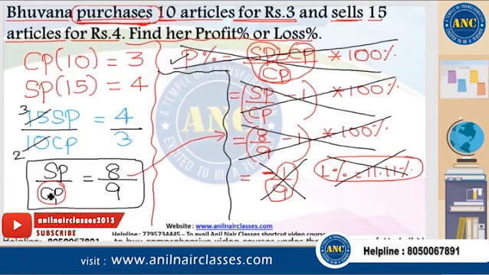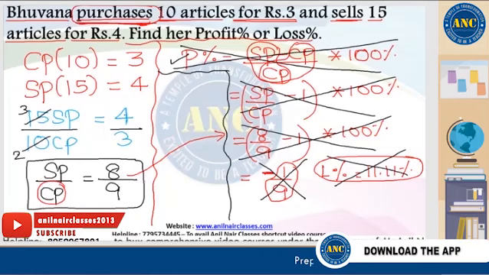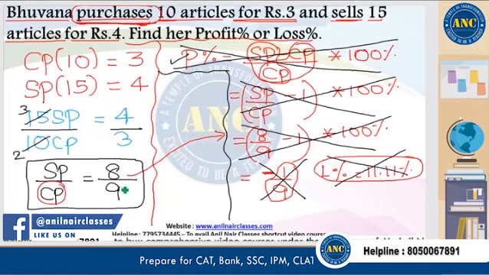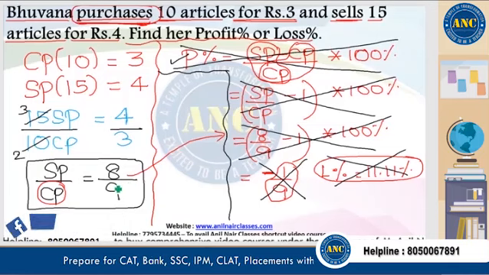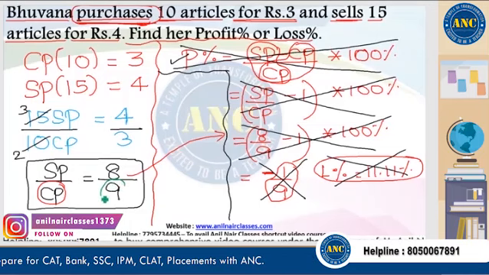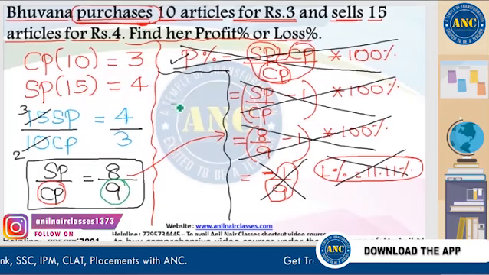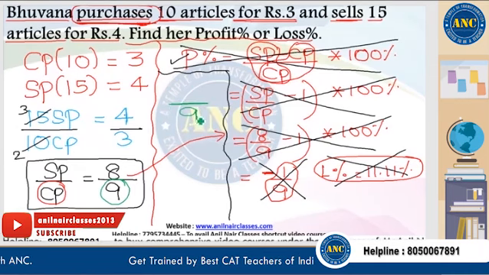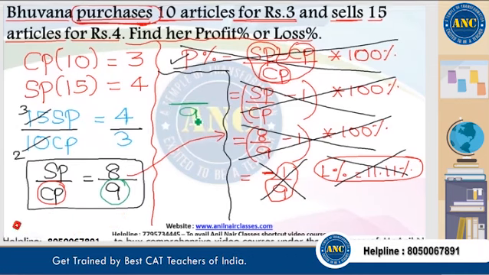Listen carefully, sir. I told you very clearly that SP by CP is 8 by 9. That means the denominator is always your initial value. Make the denominator the cost price. That means the denominator here is 9. Write down the same 9 once again. Don't change the denominator, don't change the initial value.